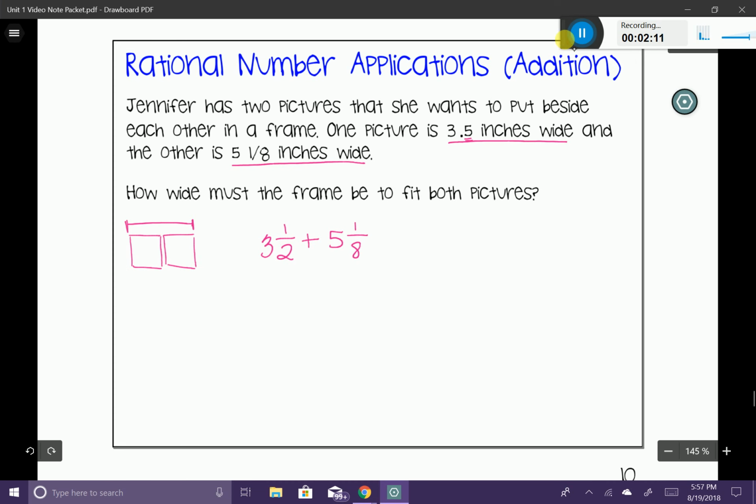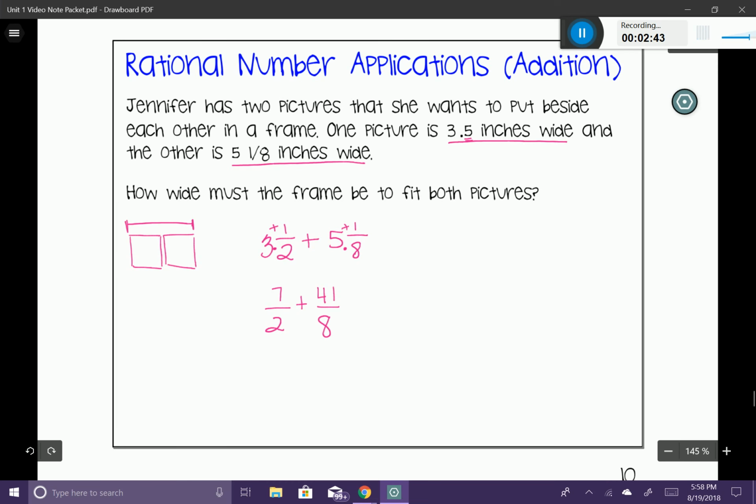What we're going to do is multiply our denominator 2 by 3, and add the numerator. So 2 times 3 is 6, plus 1 is 7, giving me 7/2. My second is going to be 8, my denominator, times my whole number 5, plus 1. So 8 times 5 is 40, plus 1 is going to be 41. And that's going to be over 8.